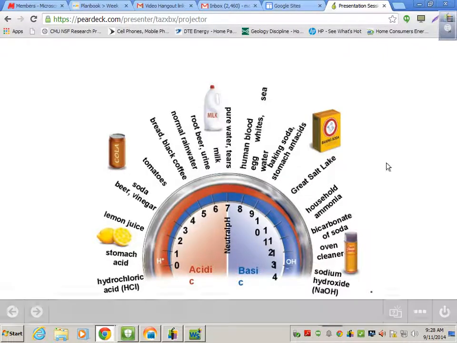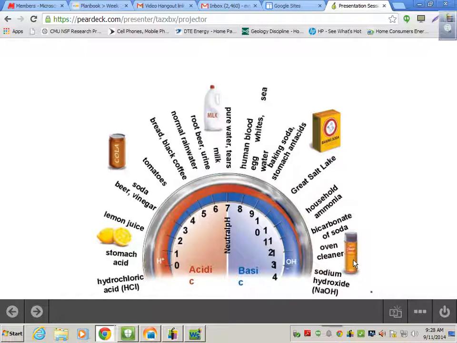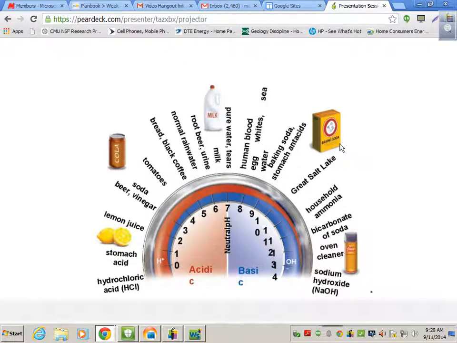On the basic side, we know that some things are basic, like baking soda. Anything that is bitter and not sour is usually basic. Things that are slimy are generally basic. Soaps, things of that nature. If I go back to the acid side, often they're sour, right?